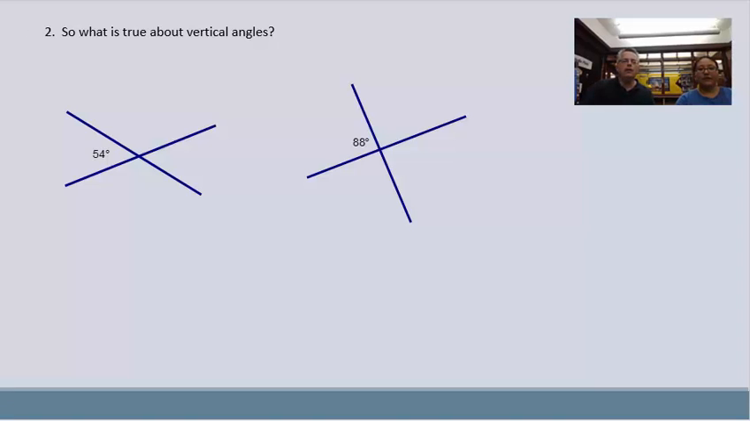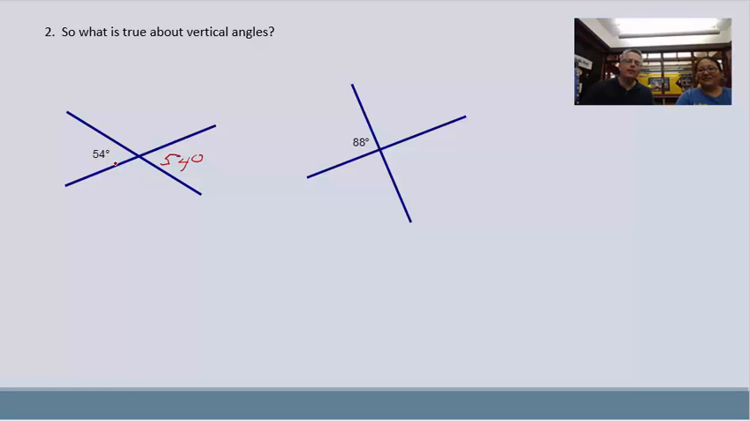We know that opposite angles are the same angles. So we have 54 on this angle. The opposite angle for that would be the same, 54. So that's the fact about vertical angles: they're congruent. I don't know why they call them vertical. I've never figured that out. But they're the opposite angles and they're congruent.